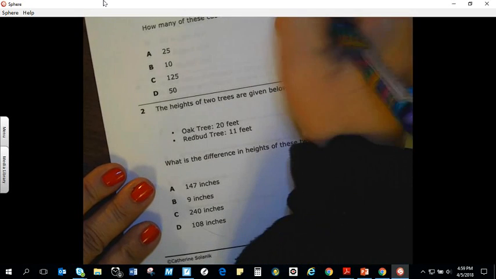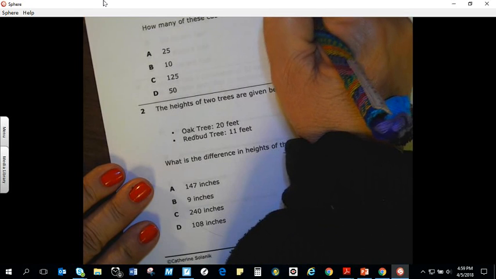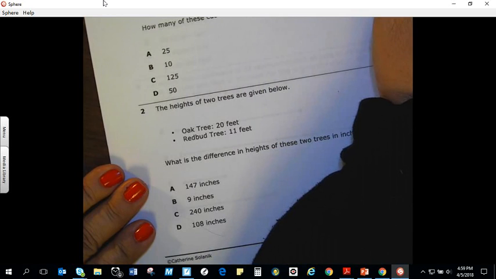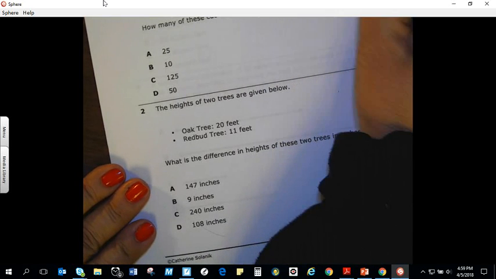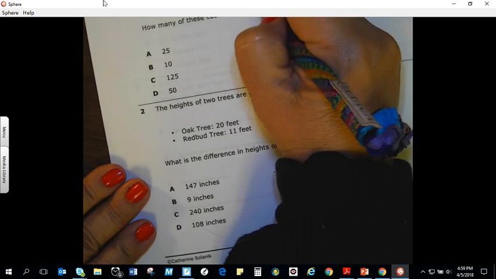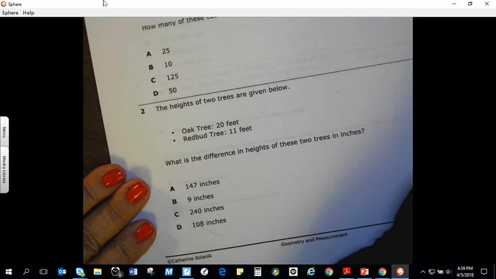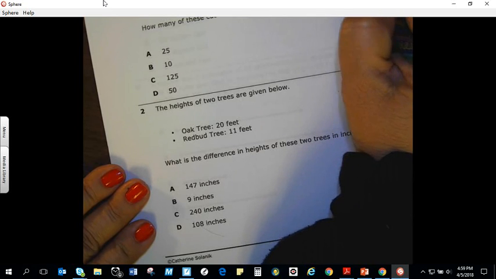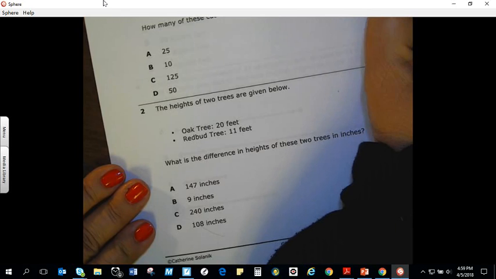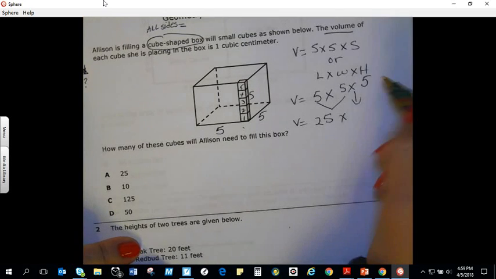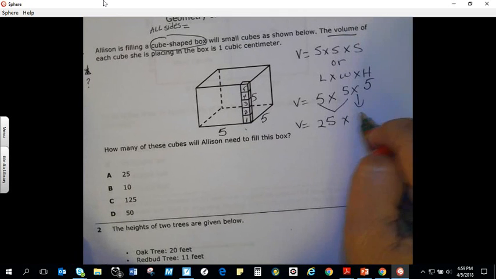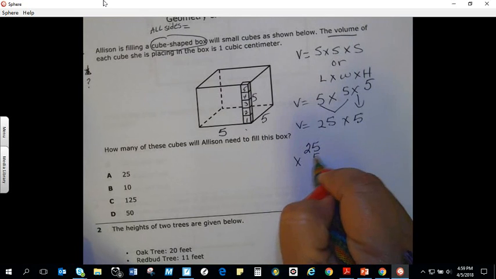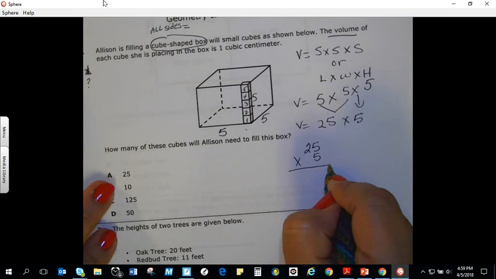All right, so I'm going to look here, and I'm going to count 1, 2, 3, 4, and 5. So I have 5 high. My width is 5, and my length is 5. And so my volume is going to equal, I'm going to multiply this one here, V equals 25. Bring down my next one, multiply that by 5.